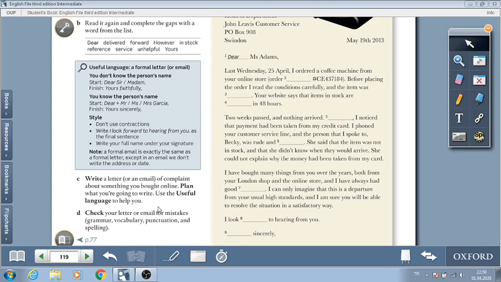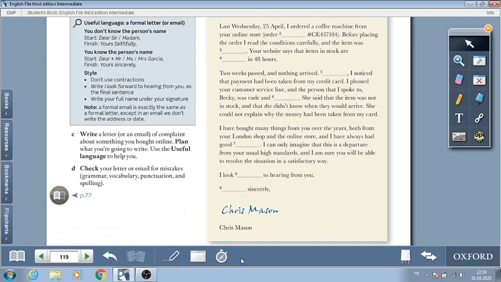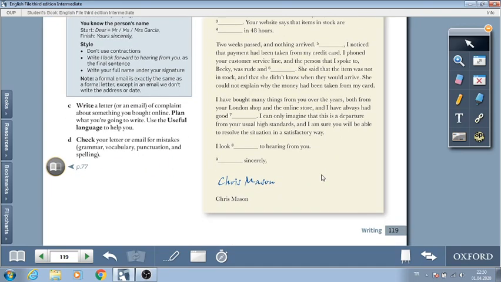Now, let's look at the box in your books. Here there is an important thing. Don't use contractions. Contraction means in writing kısaltma. Okay, so don't use contractions because this is a formal letter. And you will write, I look forward to hearing from you. That means I'm waiting for an answer from you. And also, that's important, you will write your full name here and you will sign your letter. Okay? Now, I think you learned how to write a letter of complaint.